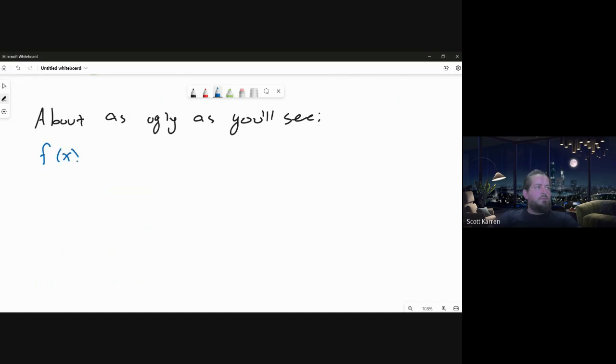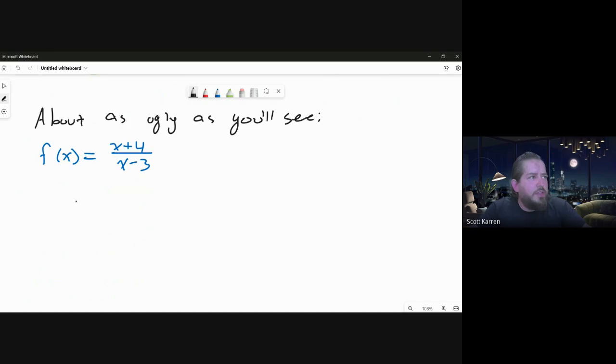Let's say we have f of x equals x plus 4 over x minus 3. Because any more ugly than this, and you're talking about just throwing it into a computer and saying, screw this, I don't want to do this. But for now, we'll just go through the same process.